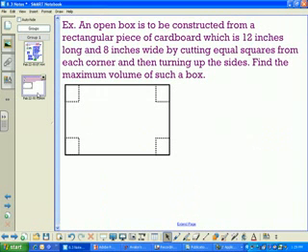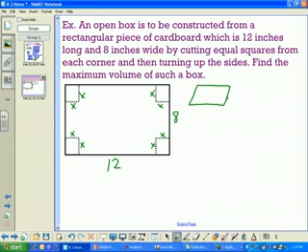We do have a word problem here. We're going to make an open box from a rectangular piece of cardboard, and we know it's 12 inches long and 8 inches wide. We're going to cut off equal squares, so I'm going to make these x. So I know all of these values are x. And then you're taking off those x's and folding up your box. So make something like that.